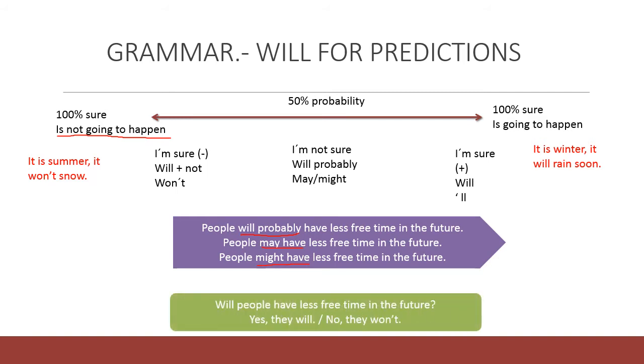Okay, so here you have affirmative sentences with will. It will rain soon. Affirmative sentence. Negative sentence. It won't snow. And now let's check the question. How we make an interrogative sentence in English. First, we have to use will. Will people have less free time in the future? And the short answers will also use will. Yes, they will, and no, they won't.